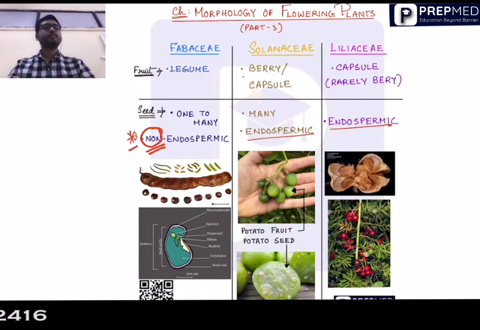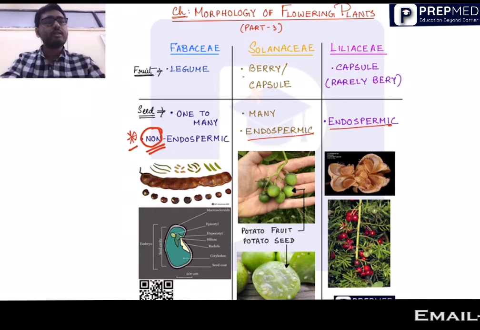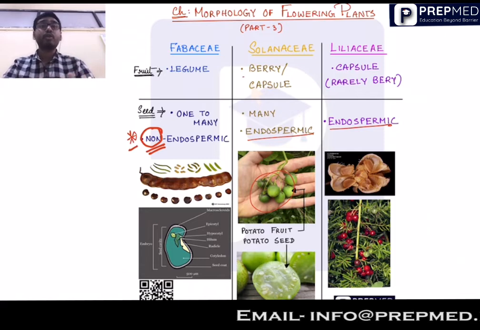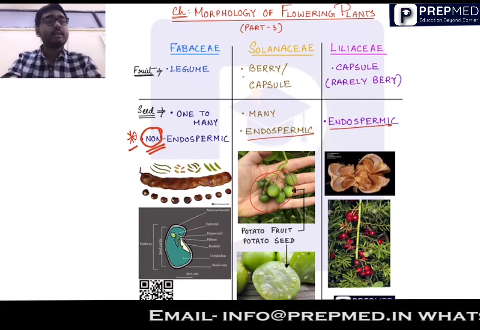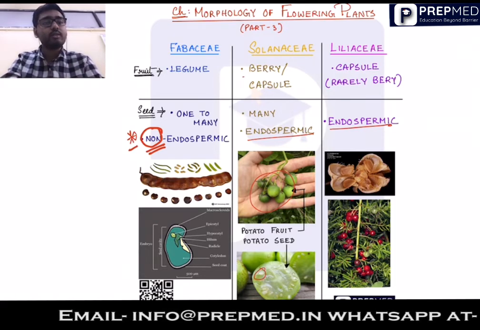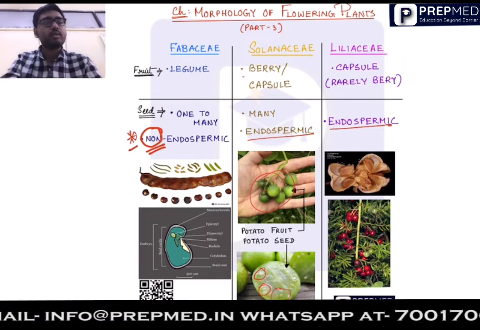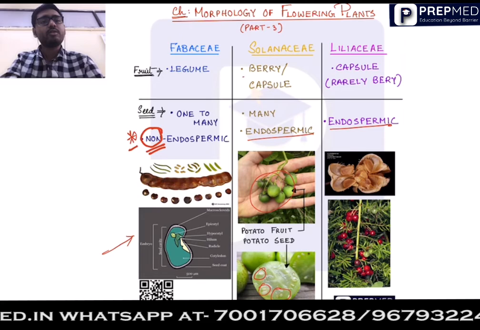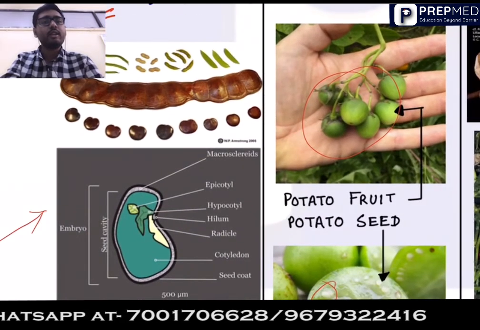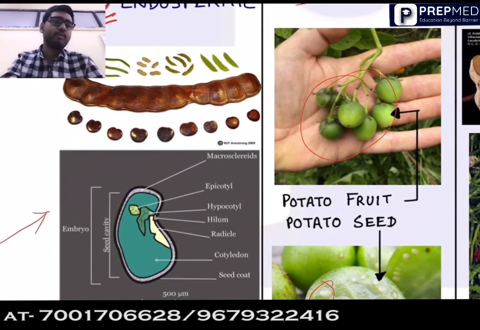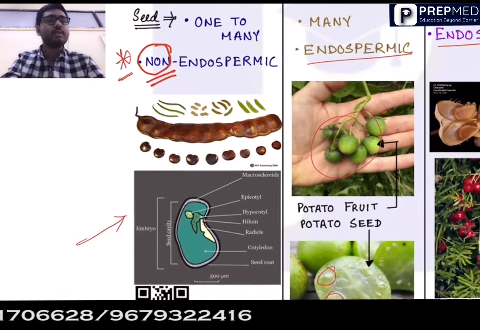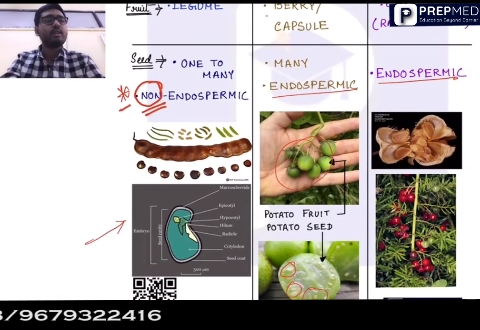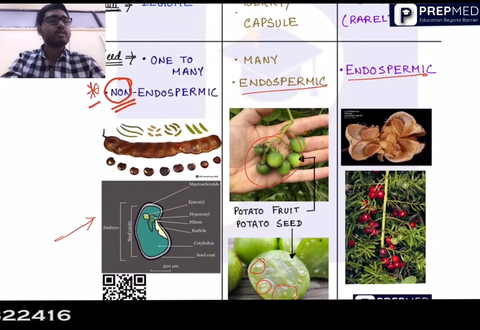Okay. Now let's come to the pictures I have given over here. This looks like a berry, isn't it? So this is a potato fruit, and this is the seed of a potato fruit. In this diagram, if you magnify, you will find that there is nothing labeled as endosperm because it's absent. You will find all other layers and structures.